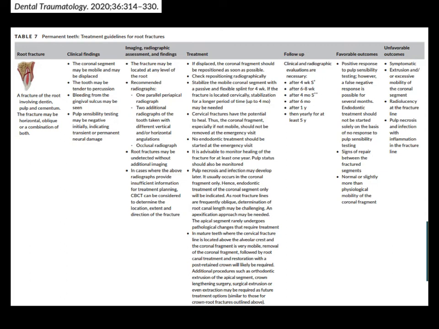The favorable outcome, you have a positive pulp response. You don't see any periapical changes. This is the favorable. The unfavorable outcome, the tooth becomes painful, or there is some periapical radiolucency, or if the pulp test is applicable, then the pulp will be necrotic.